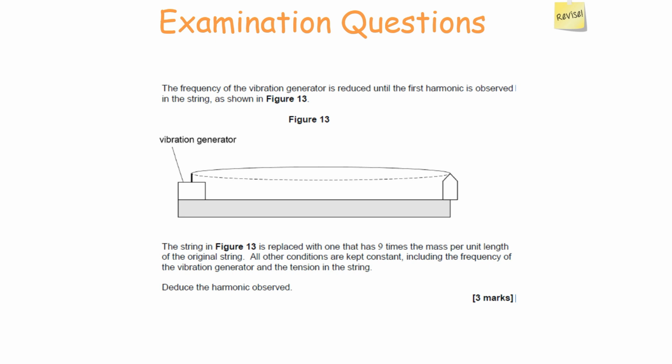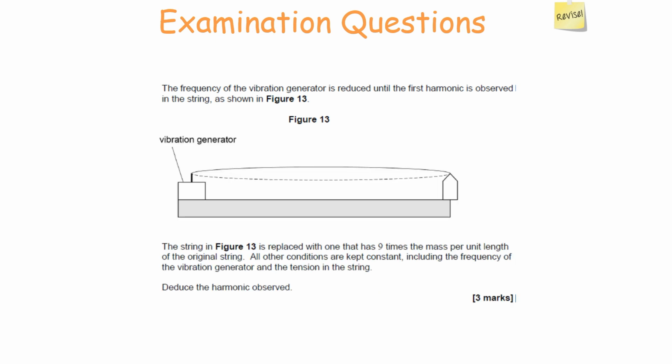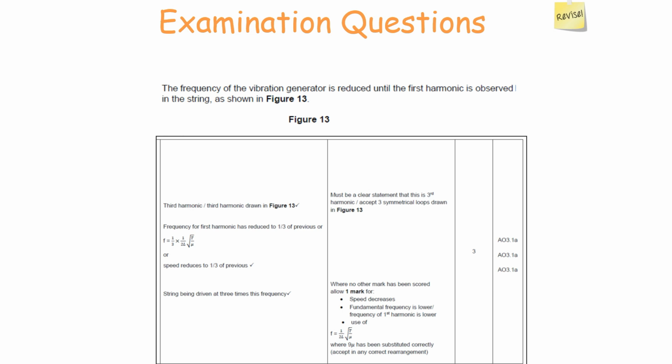Right, so how would you tackle this particular question? Well, once again, you'll use the equation f equals 1 over 2L times the square root of T over mu, where mu is the mass per unit length. If you have a look at this particular image, you know that mu has increased by 9. So when you work out your frequency, it's reduced to a third of the previous value, because you've put in mu to be 9 times as big, but it's square rooted, so the square root of 9 becomes 3, and because it's T over mu, therefore it's going to be 1 over 3.